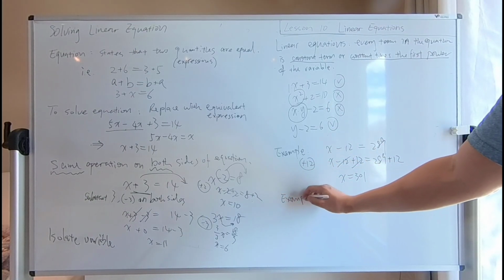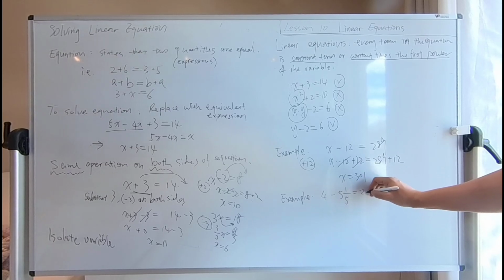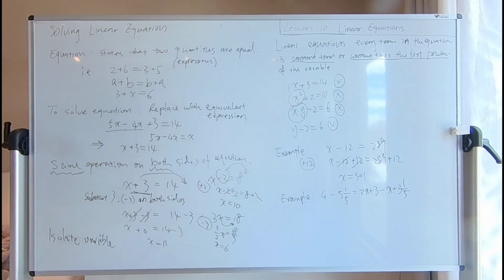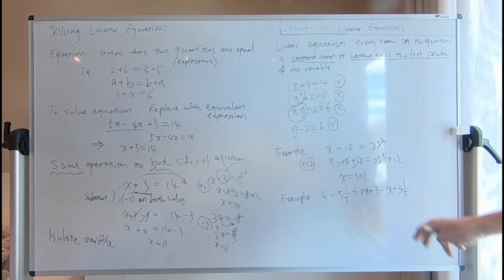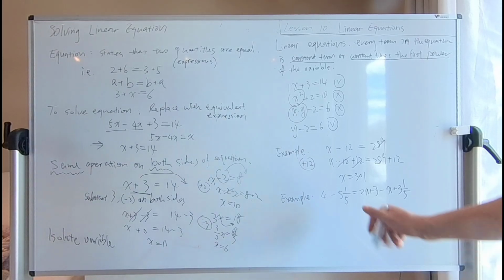The next example: if my equation is 4 minus 5 and 1 over 5 equals 2x plus 3 minus x plus 3 and 1 over 5. This one looks like I want to simplify my expressions on both sides of the equation first, and then solve the equation, right? So, simplification.